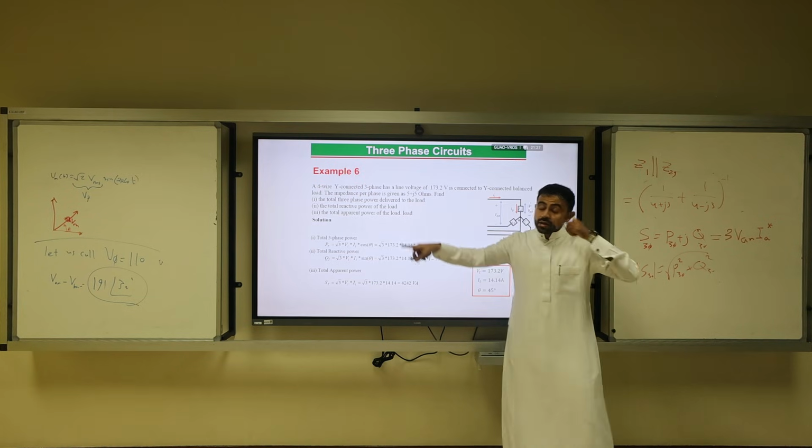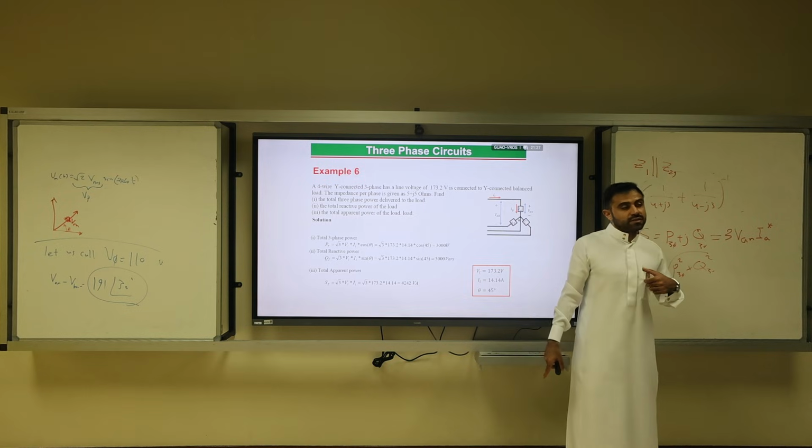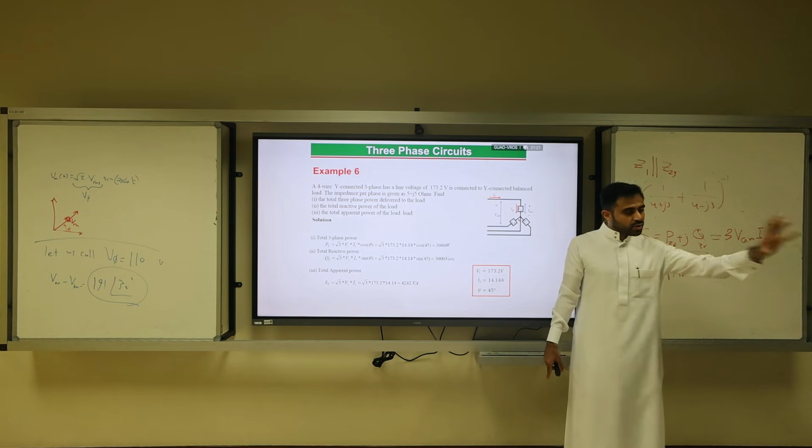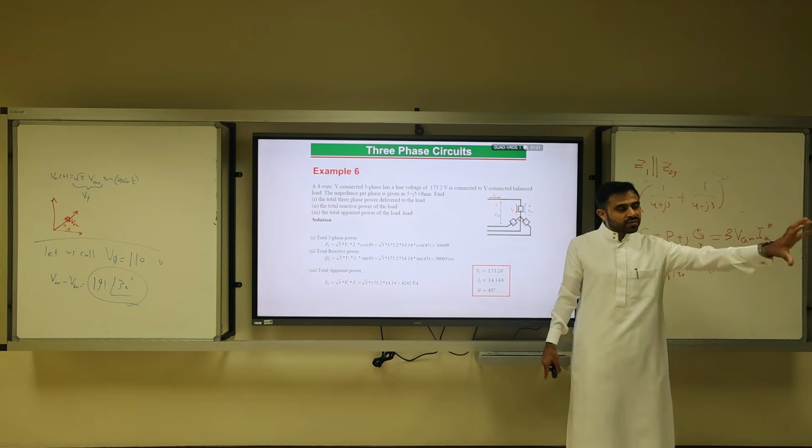Cosine theta, the power factor, is always positive. The angle will be negative? Yes, the angle is negative, but the power factor is what? A positive number, leading or lagging.